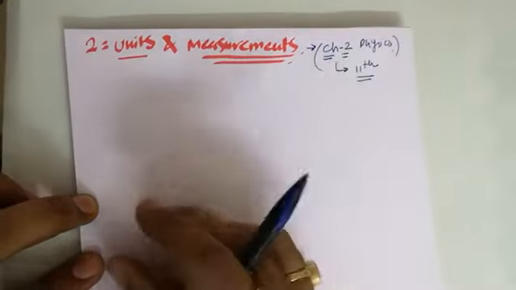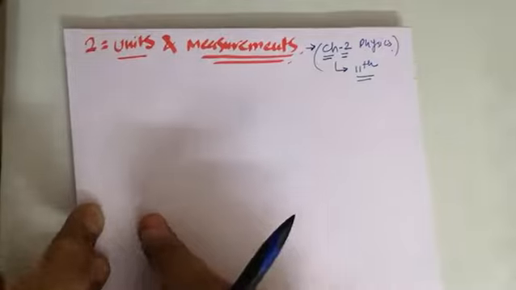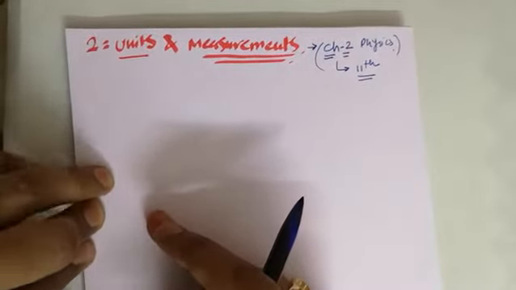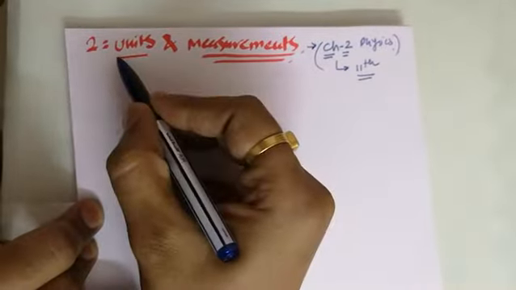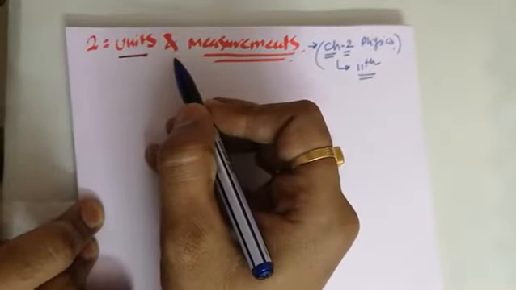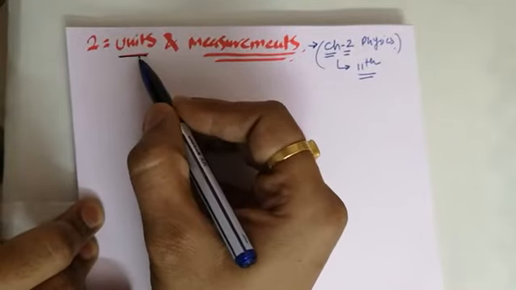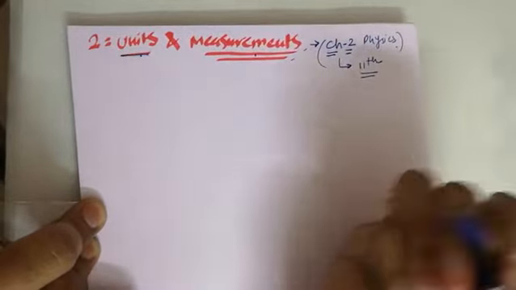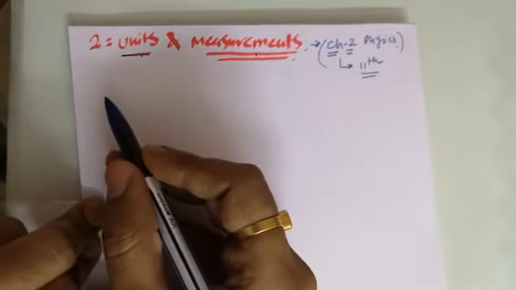After learning this chapter you will get a proper taste of physics, because in this chapter we will discuss, as its name suggests, units and measurements. What is a unit, what is measurement, and why do we need them? These are the primary questions that will come to our mind whenever we study this chapter.